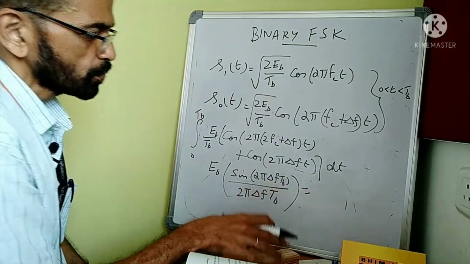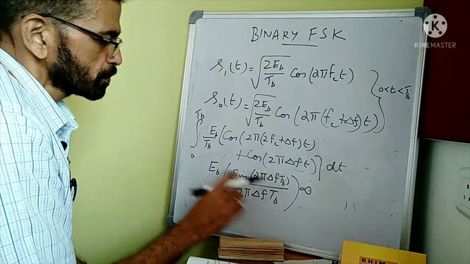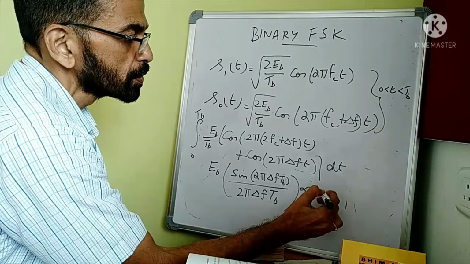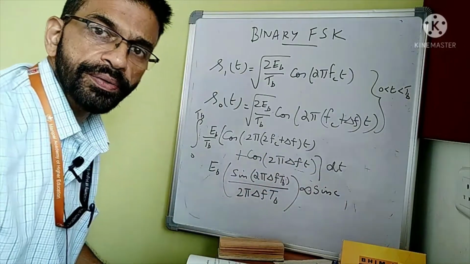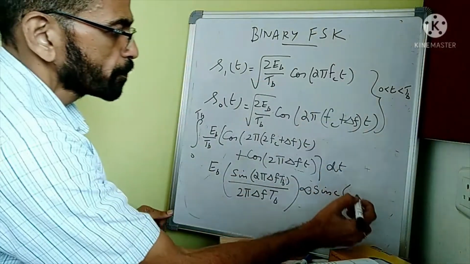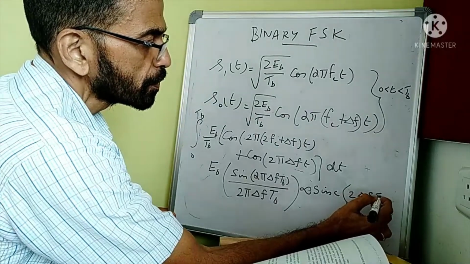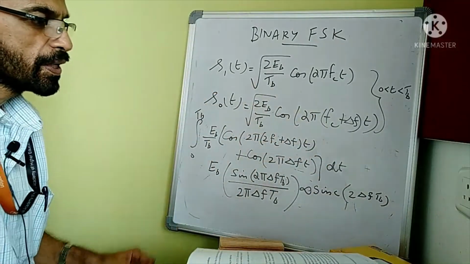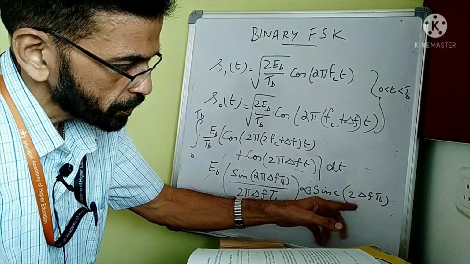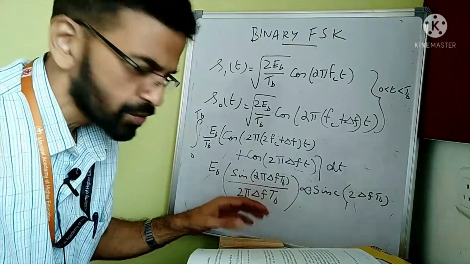And that, as you know, is proportional to dropping this, because that's just a constant. It is proportional to sinc of pi delta f TB. And if delta f is an integer times 1 by TB, TB cancels, and pi times an integer is an integer multiple of pi, and sinc of an integer is 0.